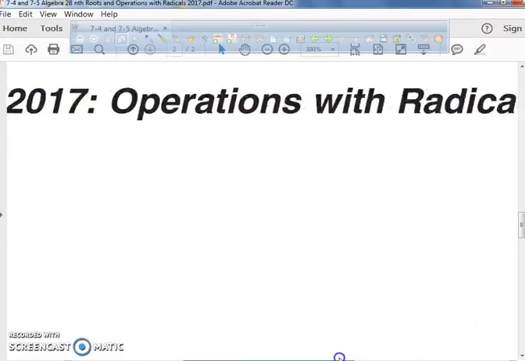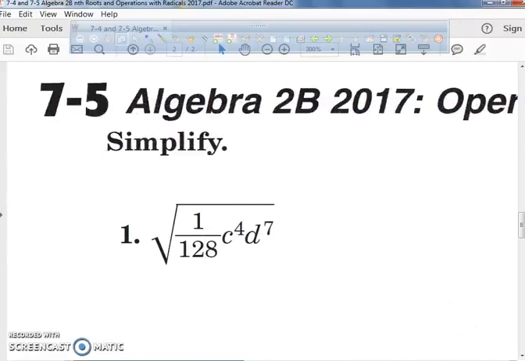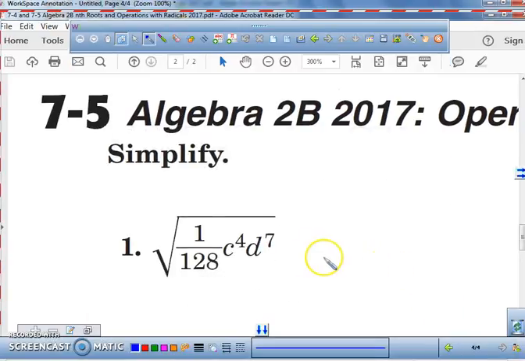We're working on operations with radical expressions. We're going to do number 1 together. Yes, I'll sharpen this. First thing I would like you to do is set this equal. We're going to write an equivalent expression.